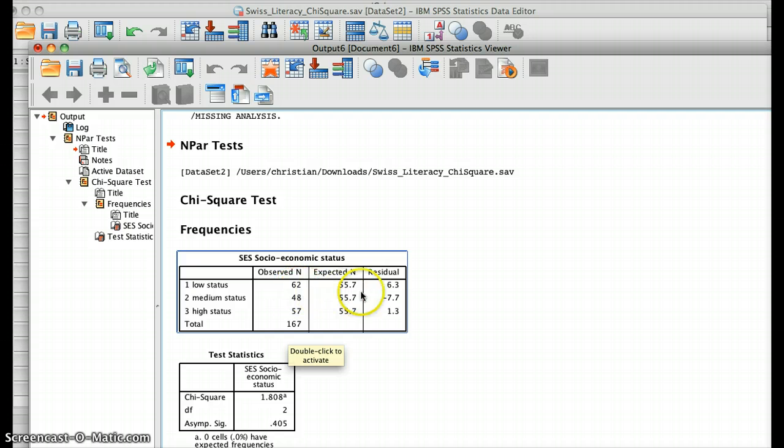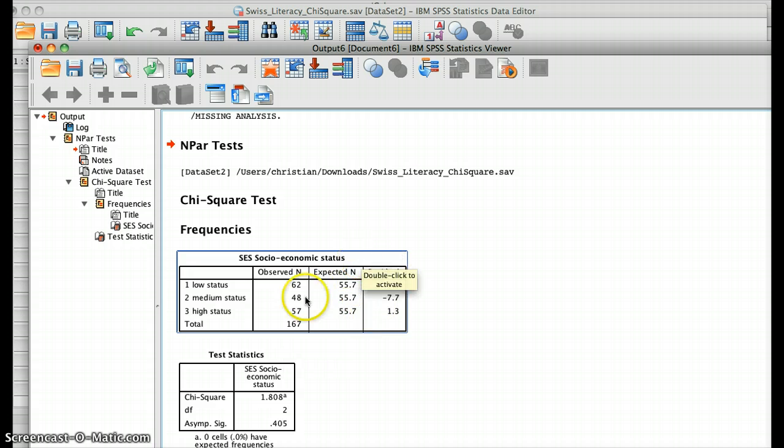We observed 62, so we have 6.3 more than we expected in low status. Medium status, we observed 48, we expected 55.7, so we have 7.7 less than what we expected. And then for high status with 57, we have 1.3 more than what we expected.